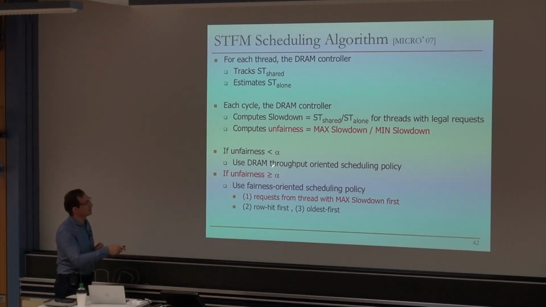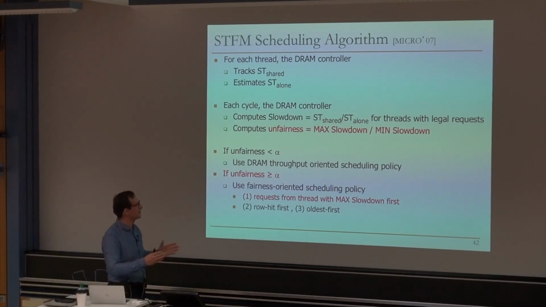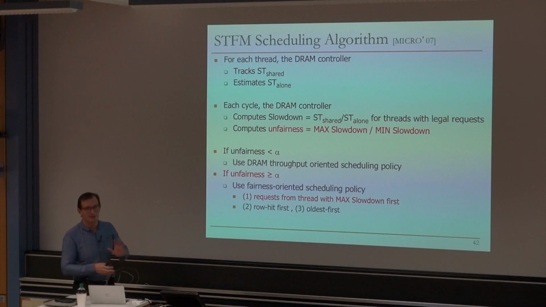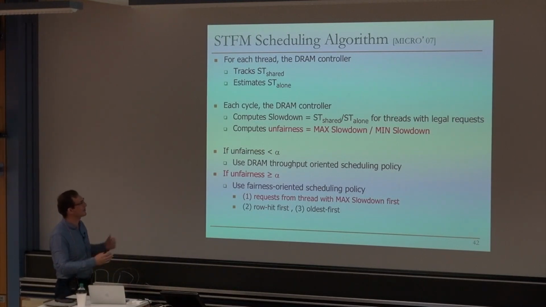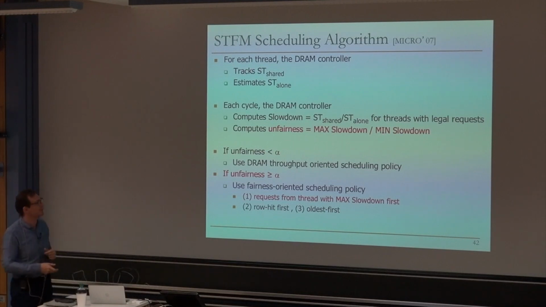Then the key question is, how do you define this alpha? Well, you want to define an alpha such that you have some breathing room. Usually alpha is about 1.05 or 1.10, but of course this depends on how much unfairness you're willing to tolerate in the system with this definition of unfairness.